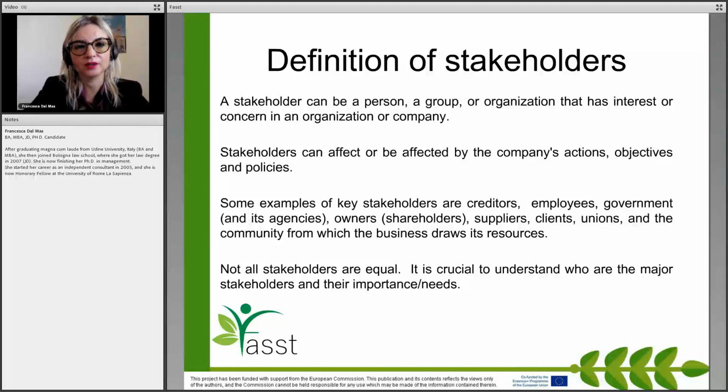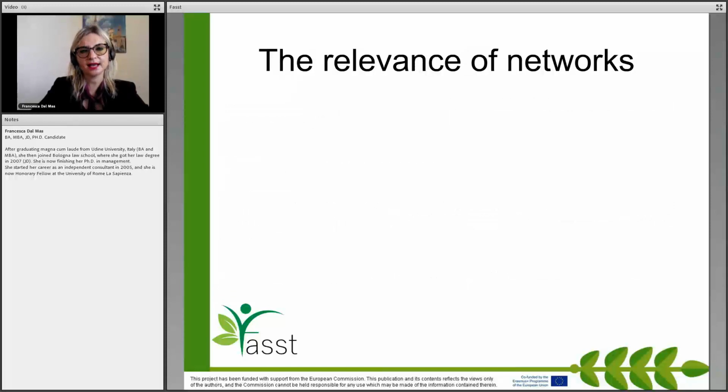So it is crucial to understand who the major stakeholders are and what their important needs are. In this sense, a company or organization should design its stakeholder map to understand who these people are, what they expect from the company, what their needs, expectations and fears are, and how they can be affected, and at the same time how they can be involved in the company to make a better business together, especially when it comes to social business. In this sense, networks play a very relevant role.